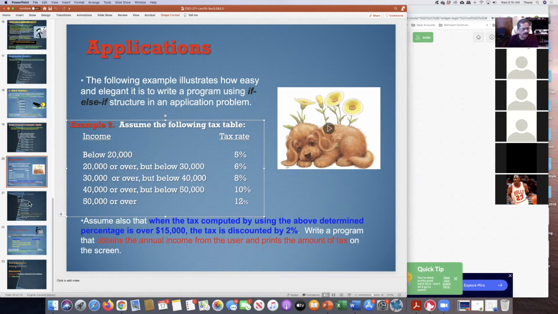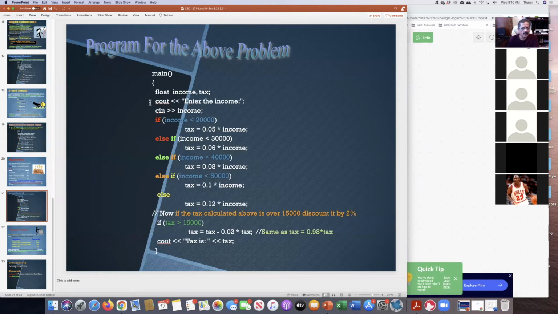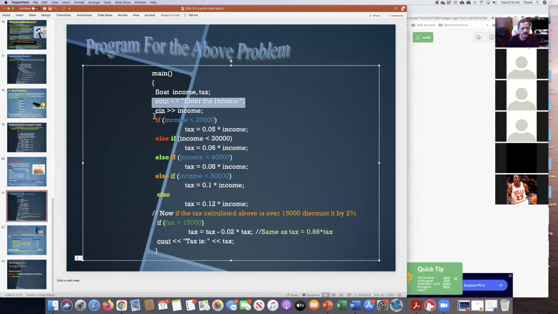I'm going to have to get the income first. So here's my statement: enter income, cin income, and then if income is less than 20,000, tax is just 5% of the income. Now don't do the 2% deduction until after the tax is computed.